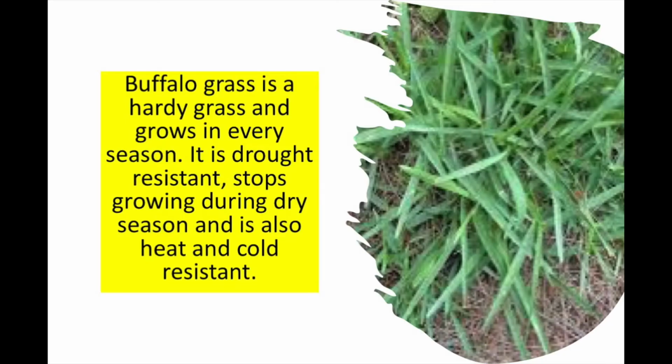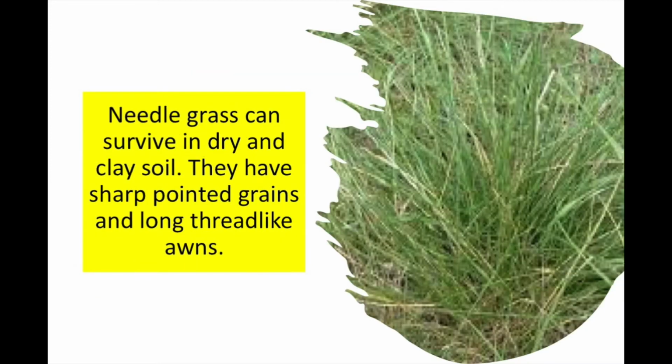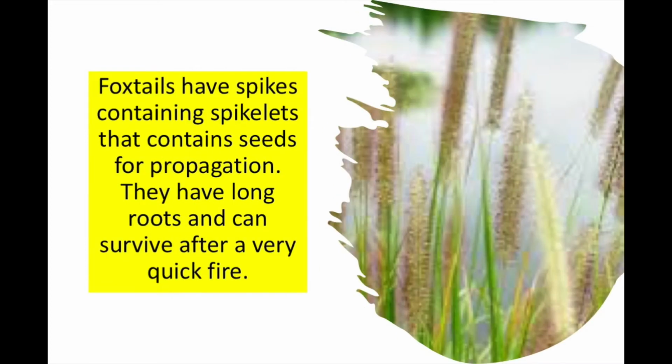Buffalo grass is a hardy grass and grows in every season. It is drought resistant, stops growing during dry season, and is also heat and cold resistant. Needle grass can survive in dry and clay soil. They have sharp pointed grains and long thread-like awns. Foxtails have spikes containing spikelets that contain the seeds. They have long roots and survive after a very quick fire.